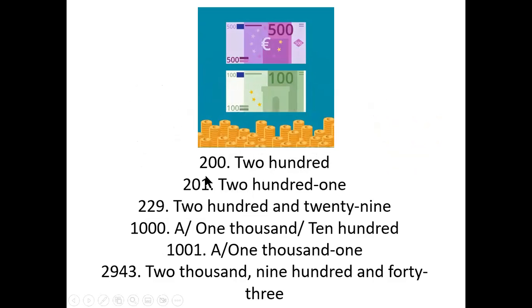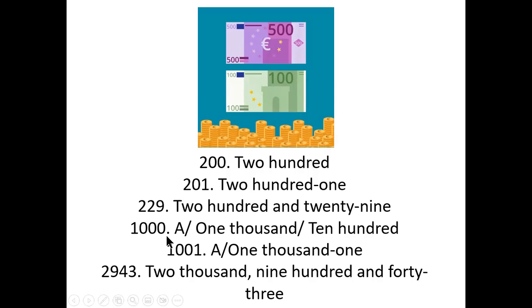And then it goes like this. 200, no S. Okay, 200, 201, 202, 203, etc. And 229, for example.